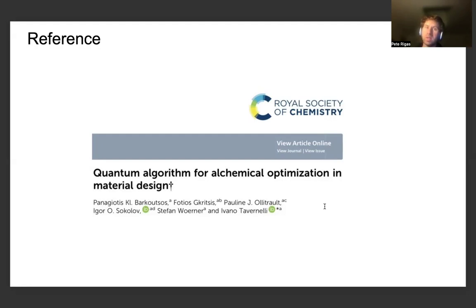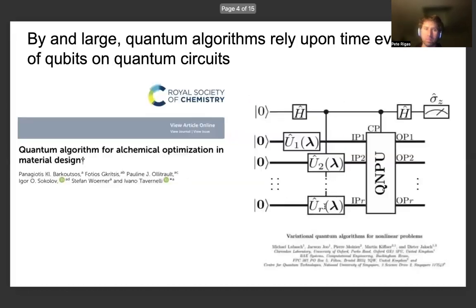So we'll want to demonstrate from this perspective and the objects that they define how one can look to more of a pure math perspective and be able to discuss some results that are applied in pure math and how we can make use of both of these perspectives at the same time. And by and large, this is to say that quantum algorithms rely upon time evolution of qubits on quantum circuits.